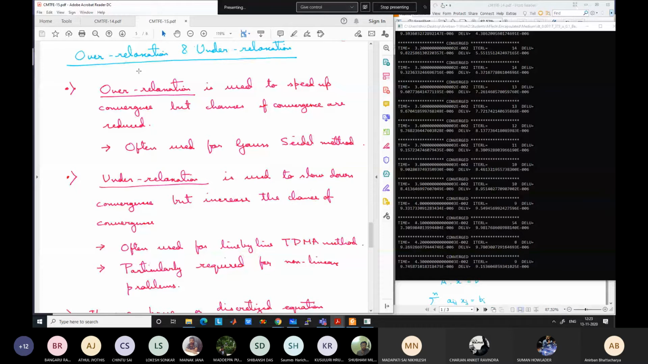So in cases where you want to speed up the rate of convergence, meaning you want to converge in a lesser number of iterations, we need to use something called over relaxation. Okay, the advantage of using over relaxation is that the number of iterations to reach convergence is much fewer, but the disadvantage is that the chances of convergence are reduced. Meaning these two things are different. Okay, one is the number of iterations for convergence, and second thing is chance of convergence.